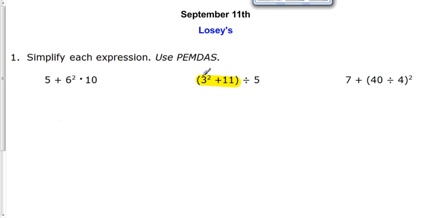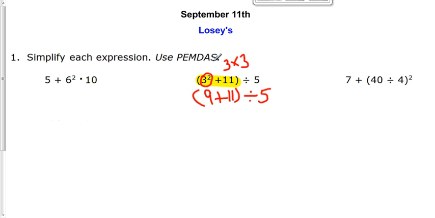Inside that parenthesis, we have 3 squared. We have to find out what 3 squared is before we can add it to 11. So we've got to think about what that means. 3 squared means 3 times 3, and 3 times 3 is 9. I want to bring it down exactly the way it is. I'm going to bring down my plus 11. So I'm showing all my work step by step. I have to do all that first before I can then divide by 5.